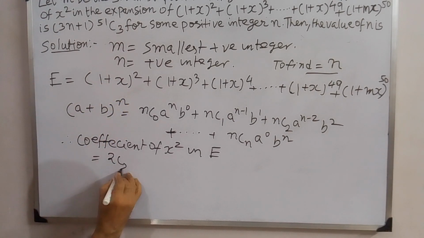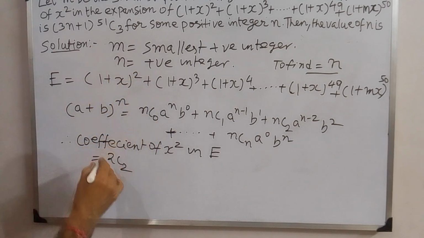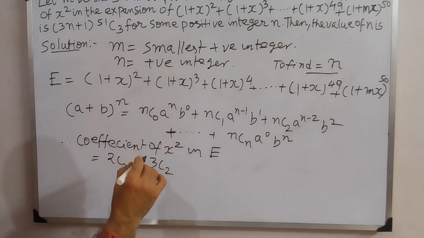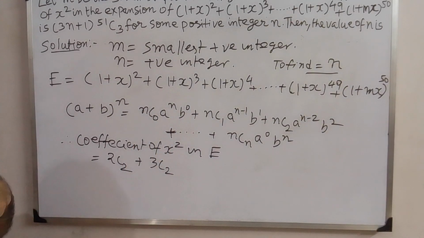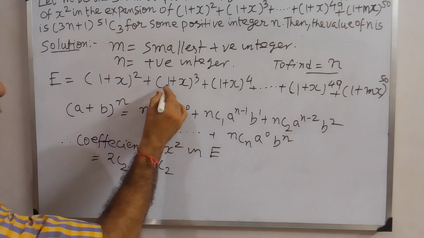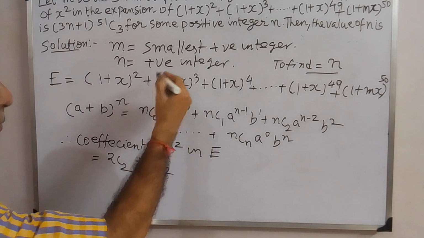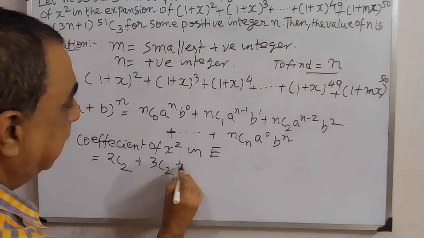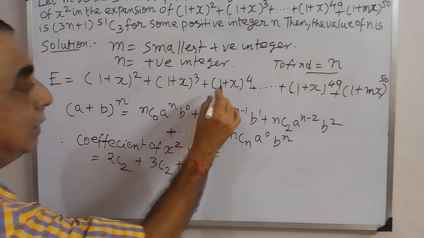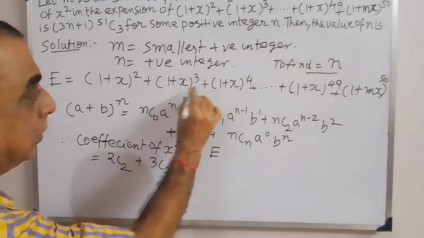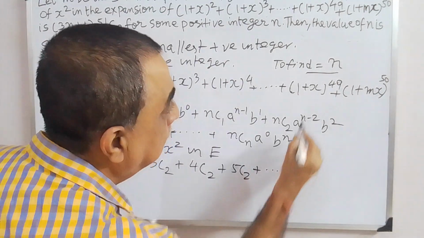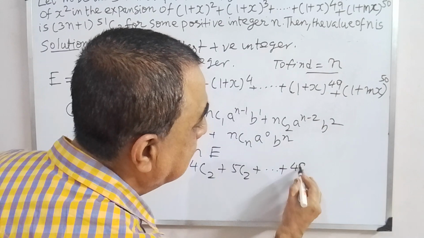What is the binomial coefficient for the first one? It will be 2C2, because it is x squared. For the second one it will be 3C2, and because the first term is 1, 1 to the power of anything is 1. So the coefficient of x squared will be 2C2, 3C2, 4C2, 5C2, and so on up to 49C2.